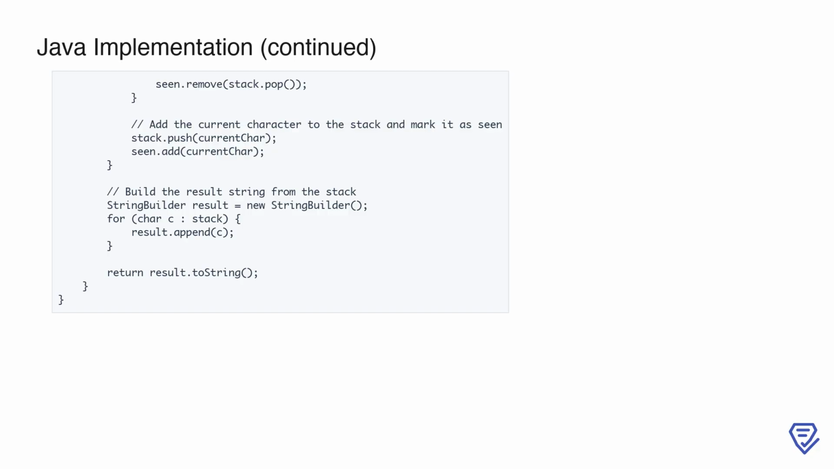This implementation efficiently handles the problem by leveraging the stack to maintain order, the set to avoid duplicates, and the map to track the positions of characters. The time complexity is linear, O(n), since each character is pushed and popped from the stack at most once, and the operations involving the map and set are constant time on average.